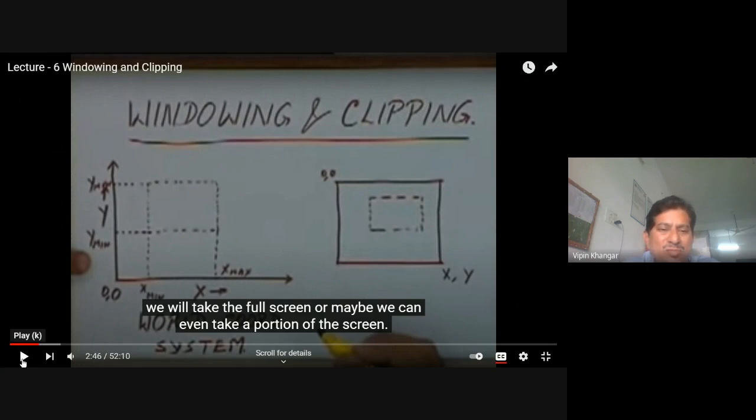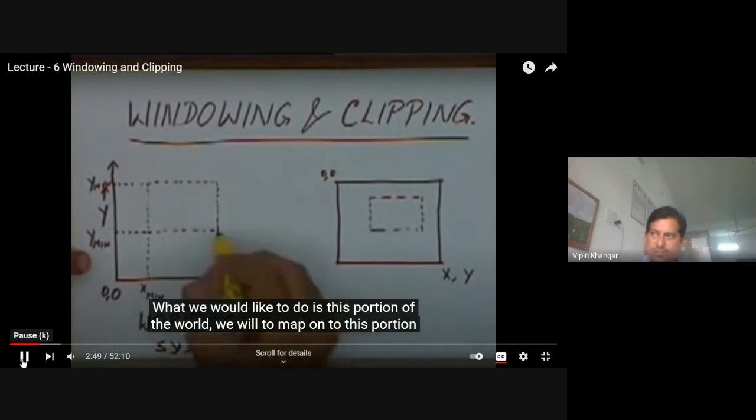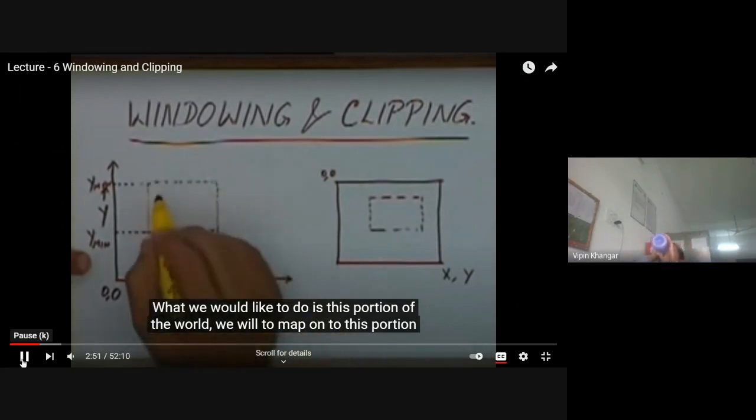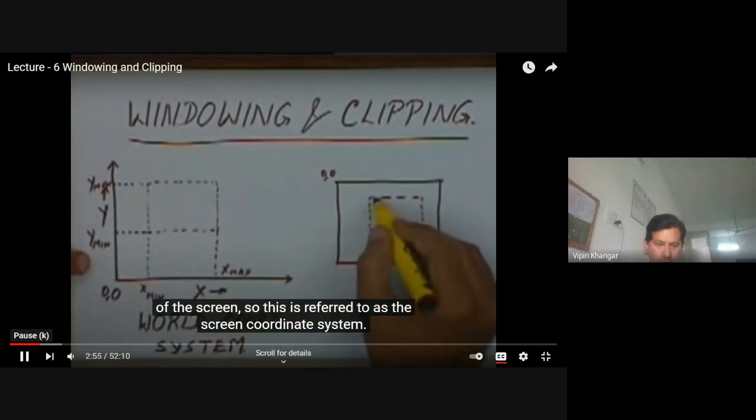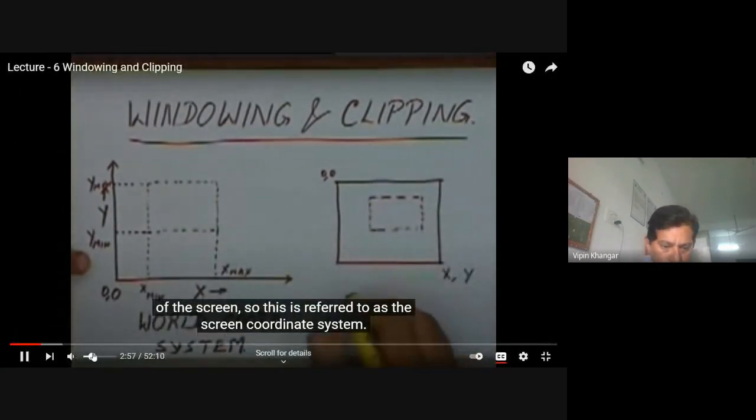Here he has used the words x minimum and x max, so basically that is with reference to the window. And what we have seen in our slide is XW and YW. It is one and the same because that corresponds to the window specification. See the next. Because this portion of the world we would like to map onto this portion of the screen. So this is referred to as a screen coordinate system.